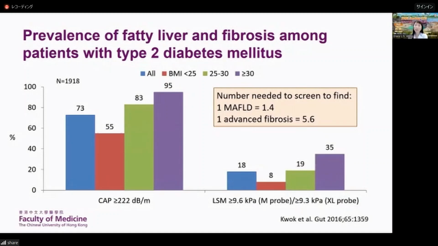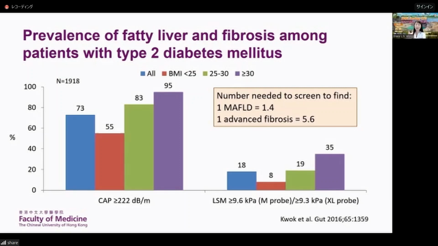Okay, now I would say we may think a bit more about what the key risk factors are apart from cirrhosis. One thing is type 2 diabetes. Here in our population screening cohort of patients with type 2 diabetes, we find that this is a very nice cohort to screen for MAFLD with advanced fibrosis, because the number needed to screen is only 1.4 to find one MAFLD patient, and only 5 to 6 patients to identify one advanced fibrosis.